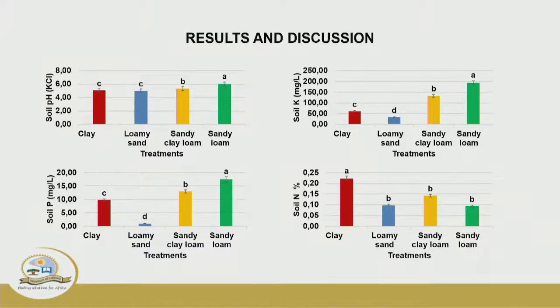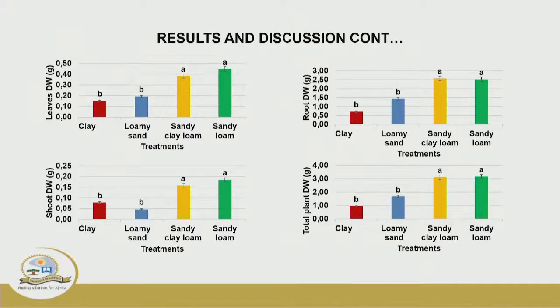On our findings, we found that soil pH in sandy loam was higher than the rest of the soil treatments. And this soil pH can be linked with higher phosphorus and potassium in sandy loam soils. Similar observations were made by Osunchanya et al., 2015. And then again, we have soil nitrogen, which was high in clay soils. This was also similar to a study by Bubabema Baba et al., 2021, where they found nitrogen being high in clay soils.